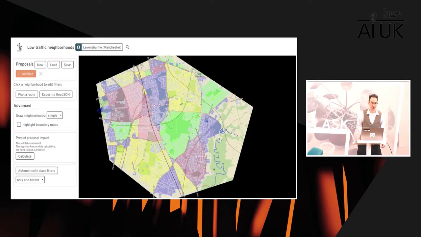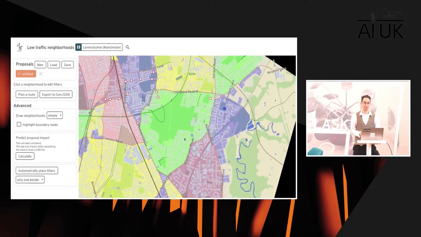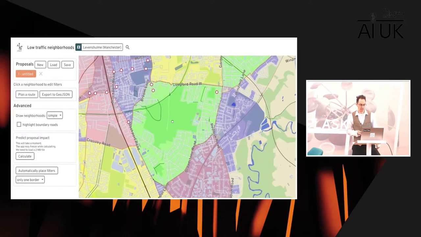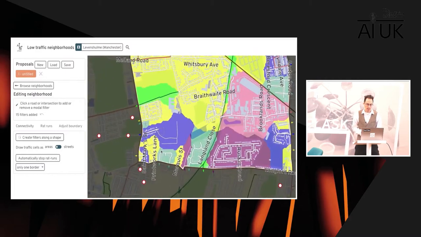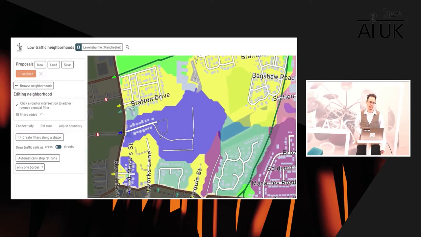So this is some new software that lets you plan LTNs a little bit better. We're going to first focus on this area in Manchester, drawn in yellow. This is similar to the diagrams before, where each colored cell is showing the way that it's possible or not possible to drive between different areas.